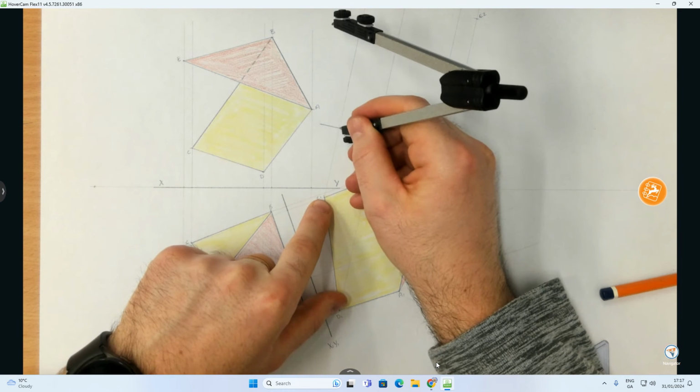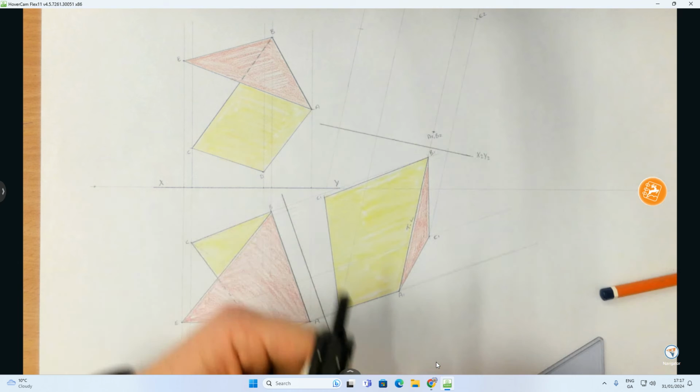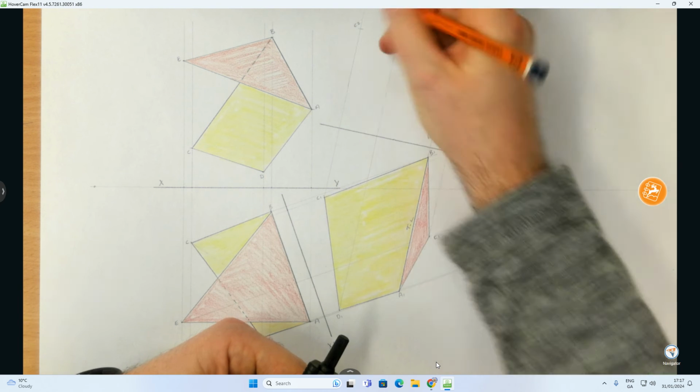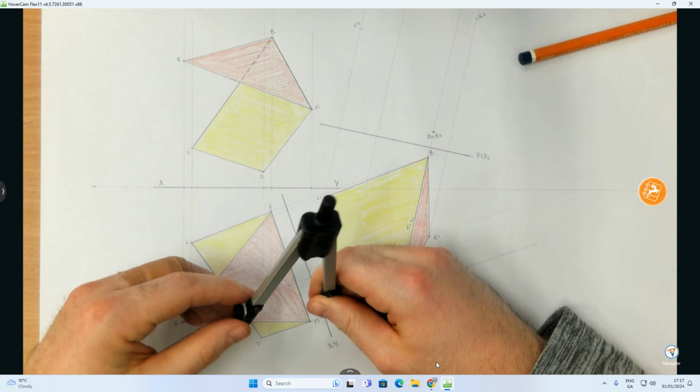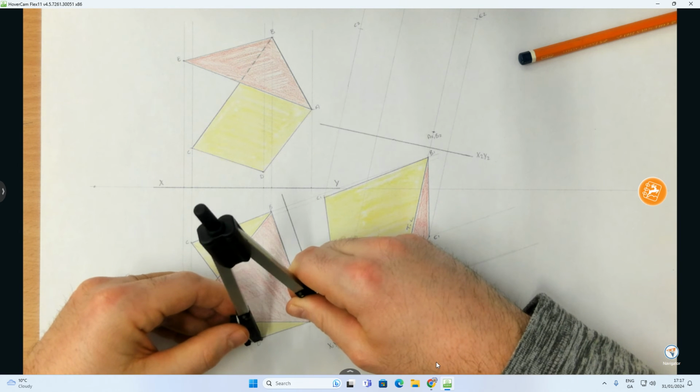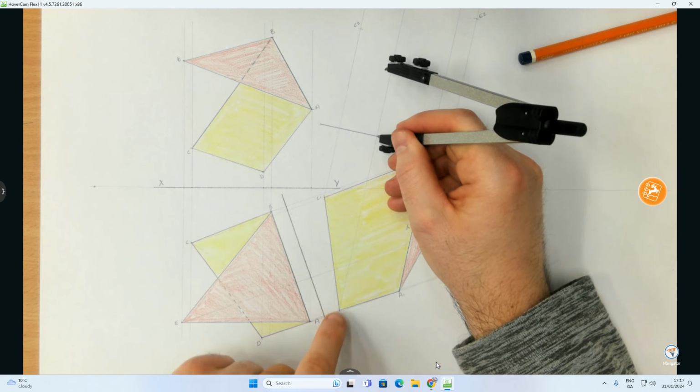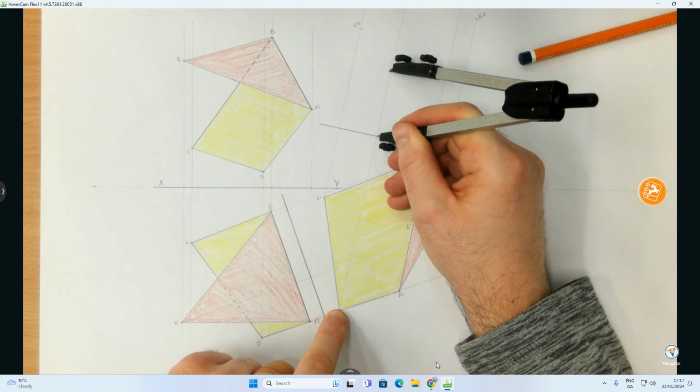And then mark out from C1. There is C2. And finally, D. Now this one here, we'll get onto this one in a second. Now it should be up there.